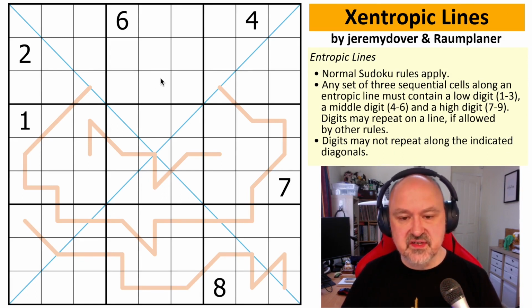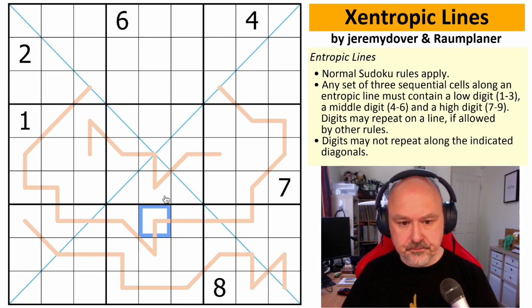And this uses exactly the same rules as the previous puzzles, except we've also got the diagonal constraint, which means we must put a set of the digits 1 to 9 on the indicated diagonals. But on these entropic lines, any set of 3 digits must contain 1 low, 1 middle, and 1 high digit. So let's give this a shot.